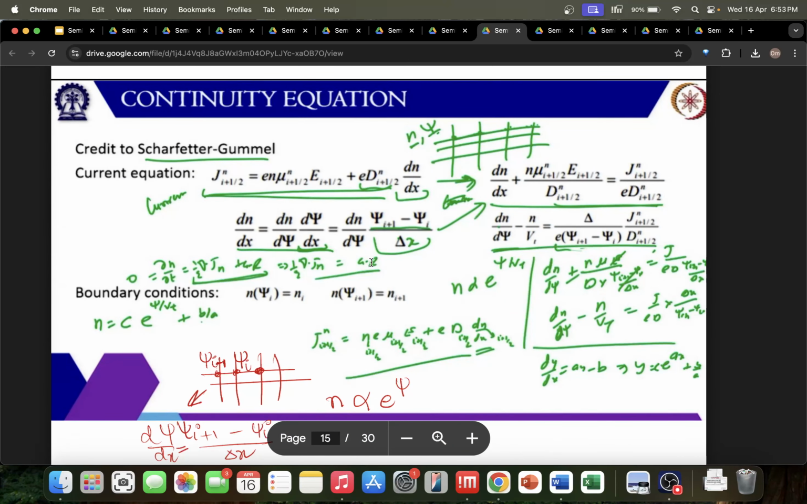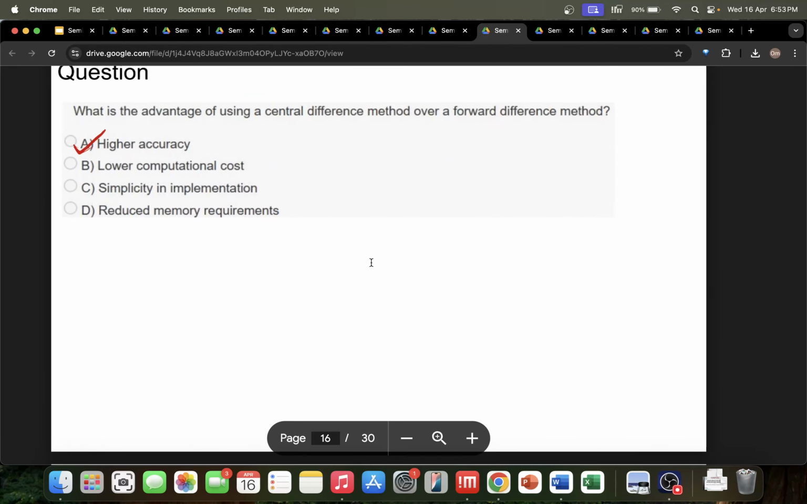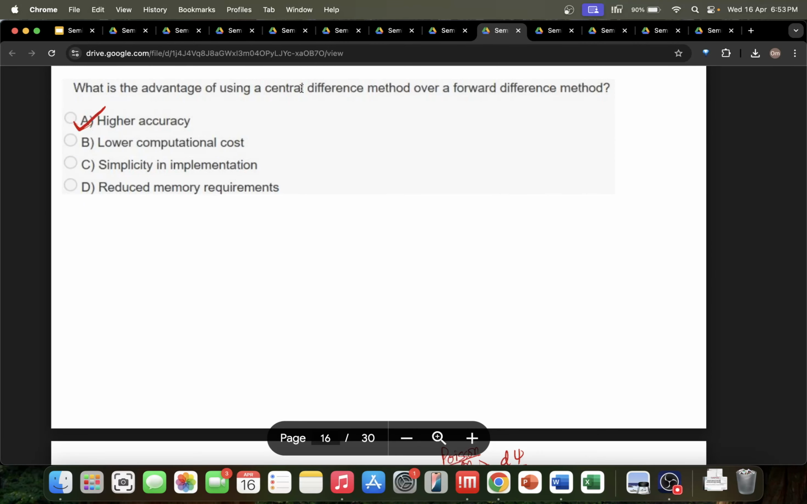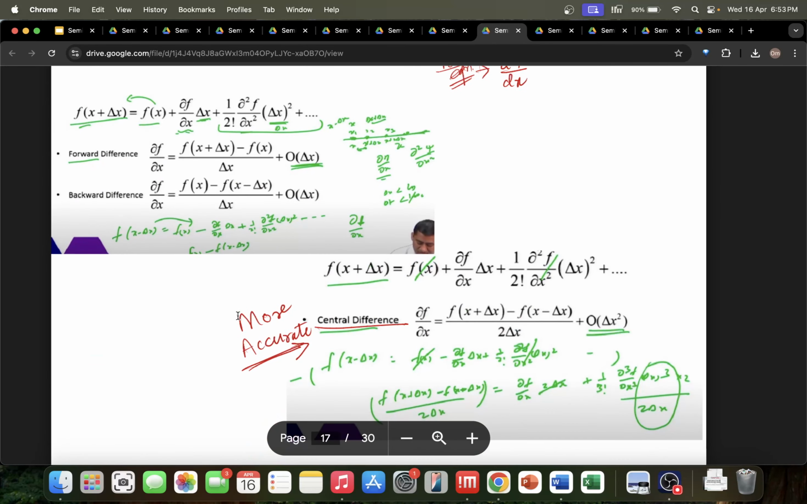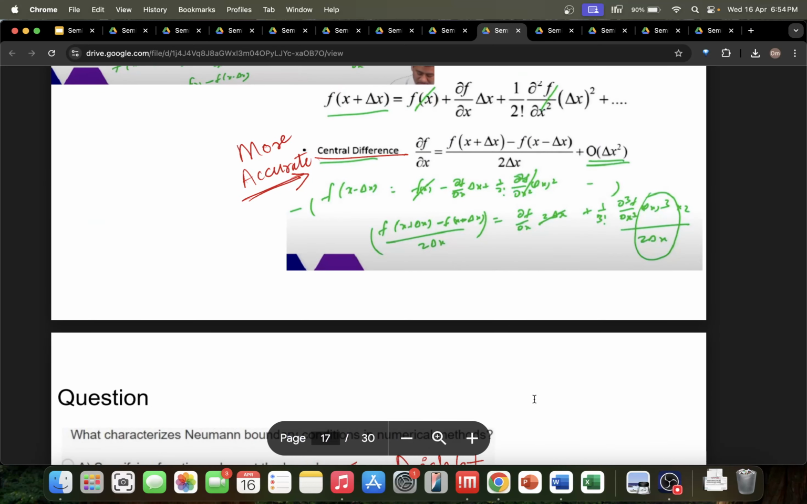Then we saw the continuity equation. Then the numerical methods are the forward difference method, central difference method, and backward difference method. We studied them in detail. What are the different methods? Why central difference is more accurate, but it has more complexities.